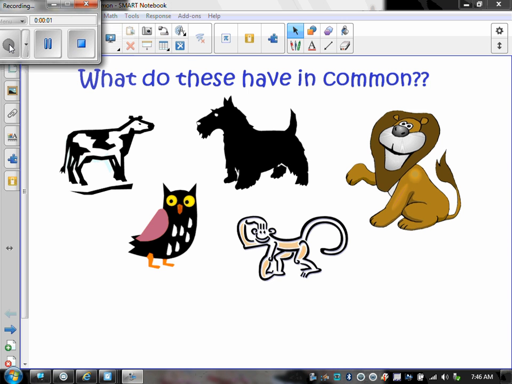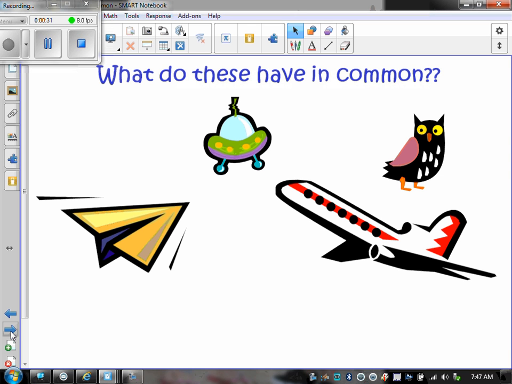So here we go. If you look at this slide and you see a couple of pictures here, let's first talk about what they have in common. All animals? Yeah, also tails. Okay, so they all have tails, or they're all animals? Take it from the park. What do these have? Oh, okay, they all fly.